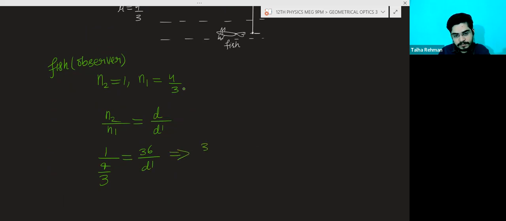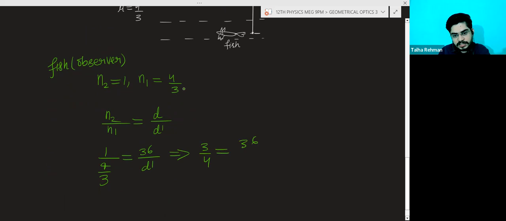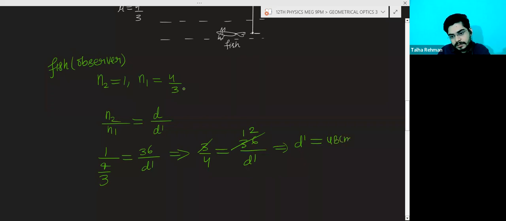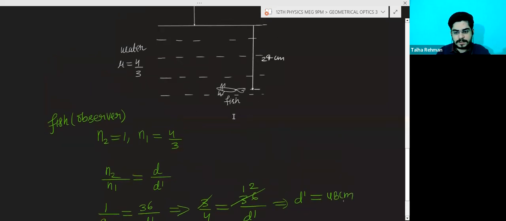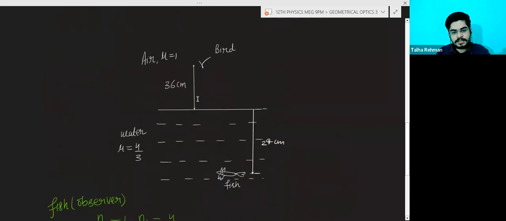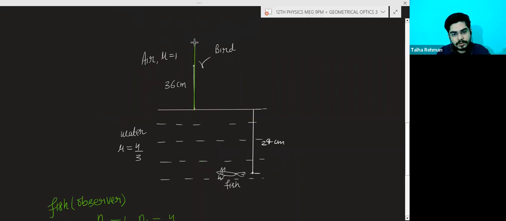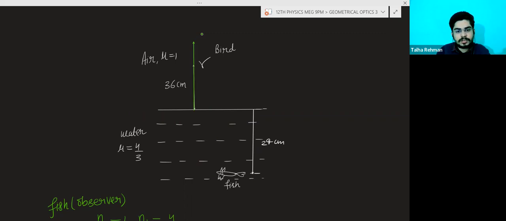So it will be 3 by 4 is equal to 36 divided by D dash. So D dash will be 48 centimeter. What is the meaning of D dash 48 centimeter? It means this bird will appear at a height of 48 centimeter to the fish. So this will be the apparent position of the bird.